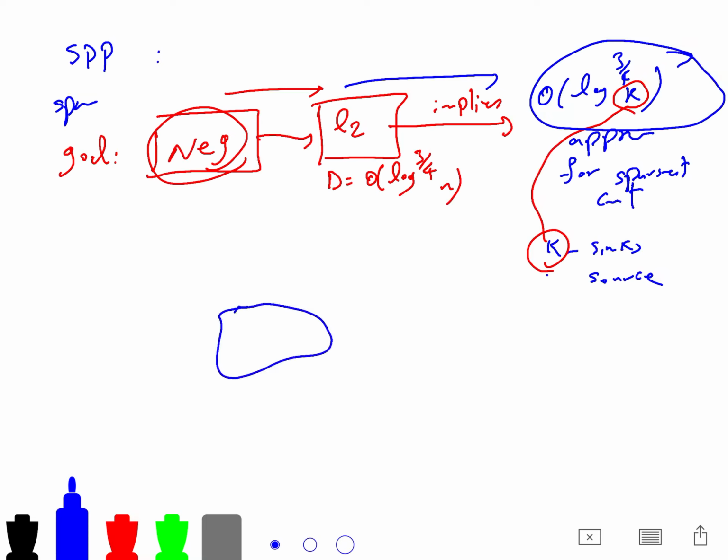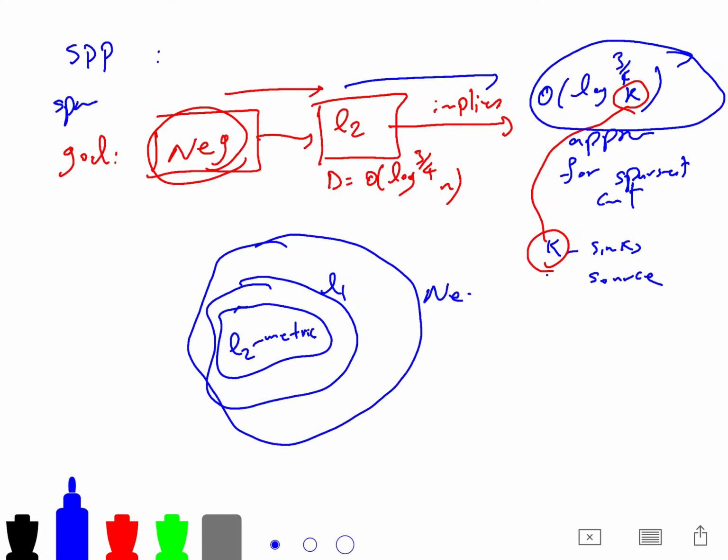As James has talked about several times at the Simons Institute, the L2 metric is just a subset of L1, and L1 is itself a subset of negative type metrics. So negative type metrics are quite a tight generalization of L1 metrics. If you are in L1, you can isometrically embed into L2, so this only matters if you embed into L1.